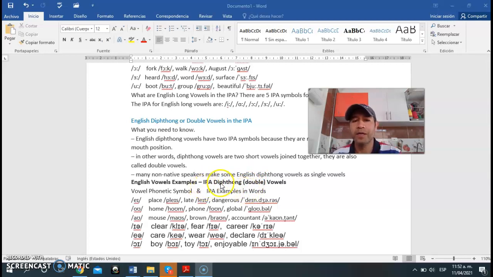English vowel examples, IPA diphthong vowels, double vowels. Vowel phonetic symbol and IPA examples in words. Place, late, dangerous. Home, phone, global. Mouse, brown, accountant. Flare, fear, career. Care, wear, declare.